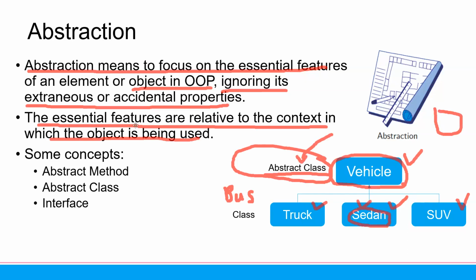We call it the abstract class for the vehicle. We call it a class for the specific. We can call it the abstract method if it is the general method. We can have the specific method in every class. And there's another concept, we call it interface. But maybe you can just understand the abstract method and the abstract class.